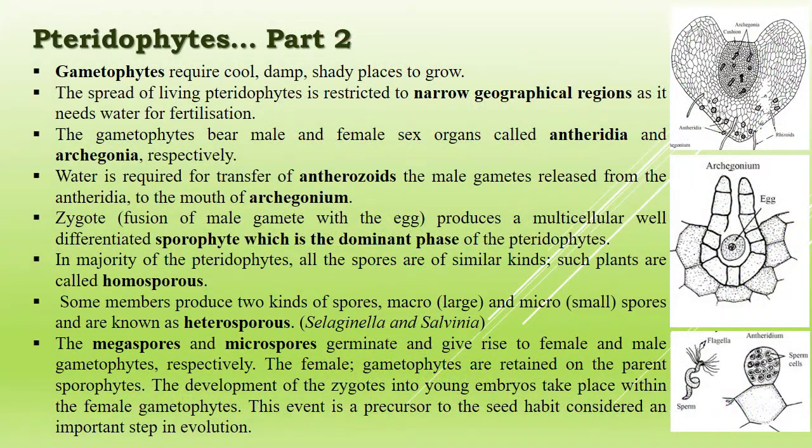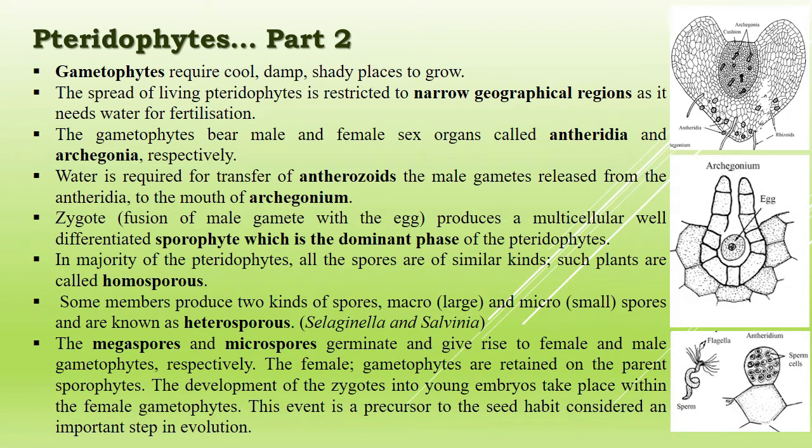Now we will discuss the gametophytic structure of pteridophytes. Spore mother cells present within the sporangium undergo meiosis to form haploid spores. Spores on germination give rise to a flattened heart-shaped structure called prothallus. It is inconspicuous, small, multicellular but free living, and green in color. That's why they can make their own food.